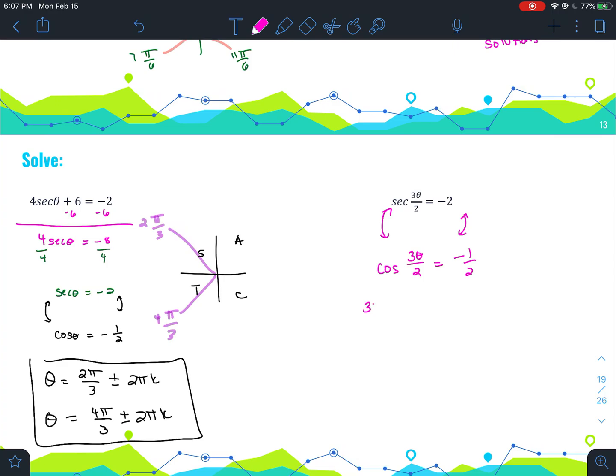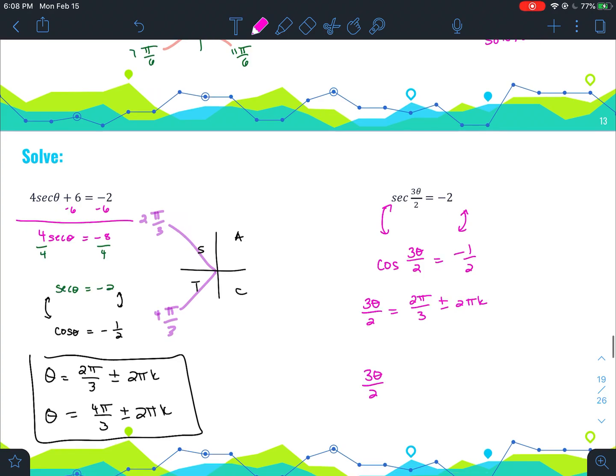We just found those. So we're going to say 3 theta over 2 equals 2 pi over 3 plus or minus 2 pi k. And 3 theta over 2 equals 4 pi over 3 plus or minus 2 pi k. So those are just the ones we found on our previous problem.